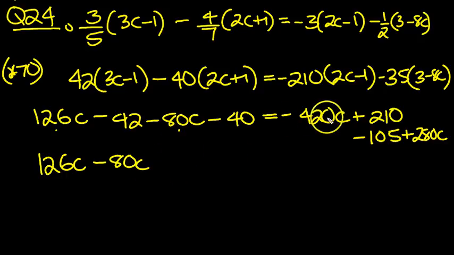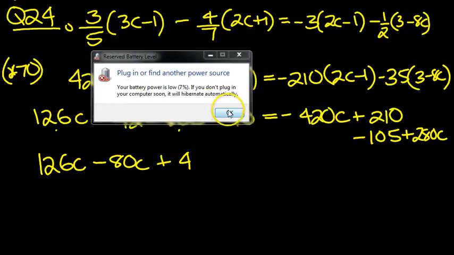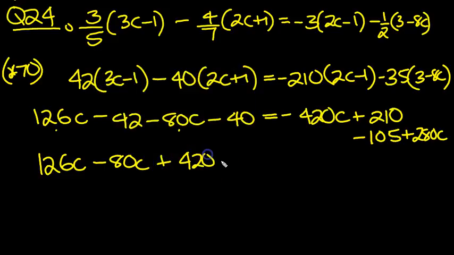And then we're going to move this over so it becomes a plus 420c, and then we're also going to move the 280 over and flip its sign, so it's minus 280c. So that was the c's taken care of, all 4 of them. And then the numbers move to the right hand side.